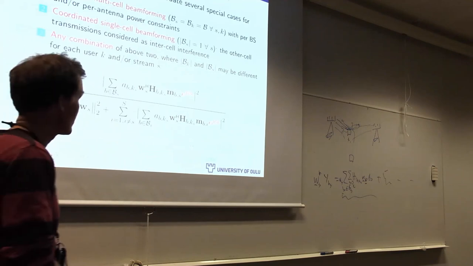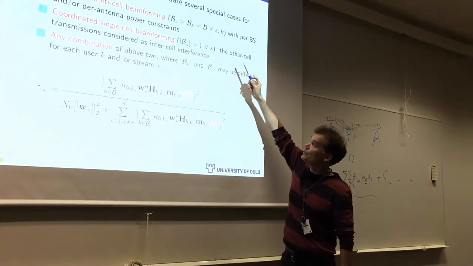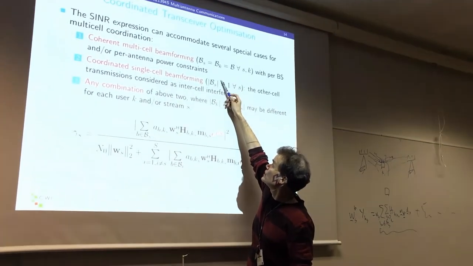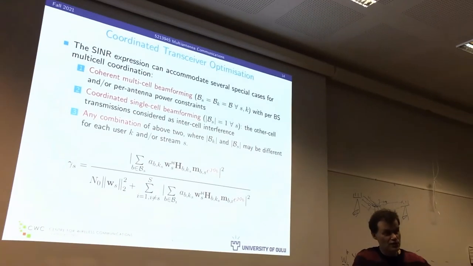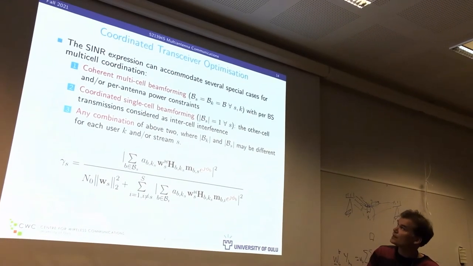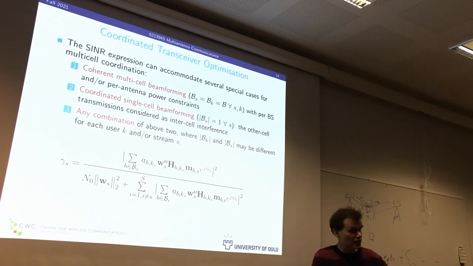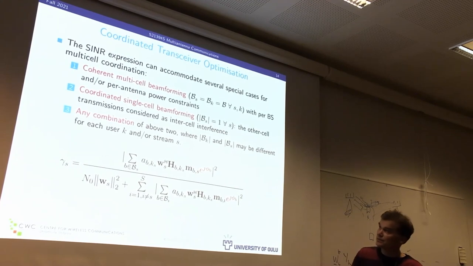So this is a general SINR model. And there are special cases. Okay, coherent multi-cell beamforming. Assume that the serving set size for each stream or each user is the full set, right? All users are served by all base stations. This is the simplest thing to handle, because we can simply stack all those channels together and consider this as a virtual single cell system.